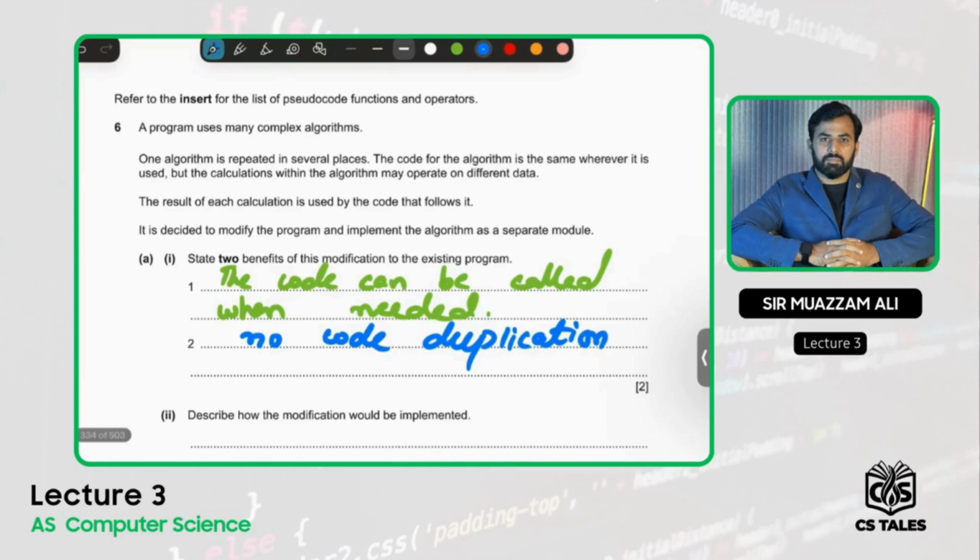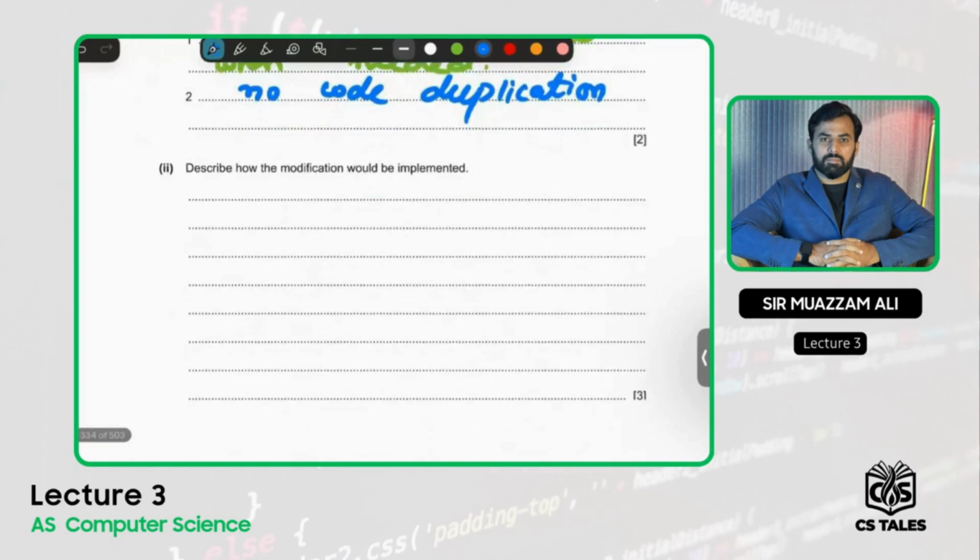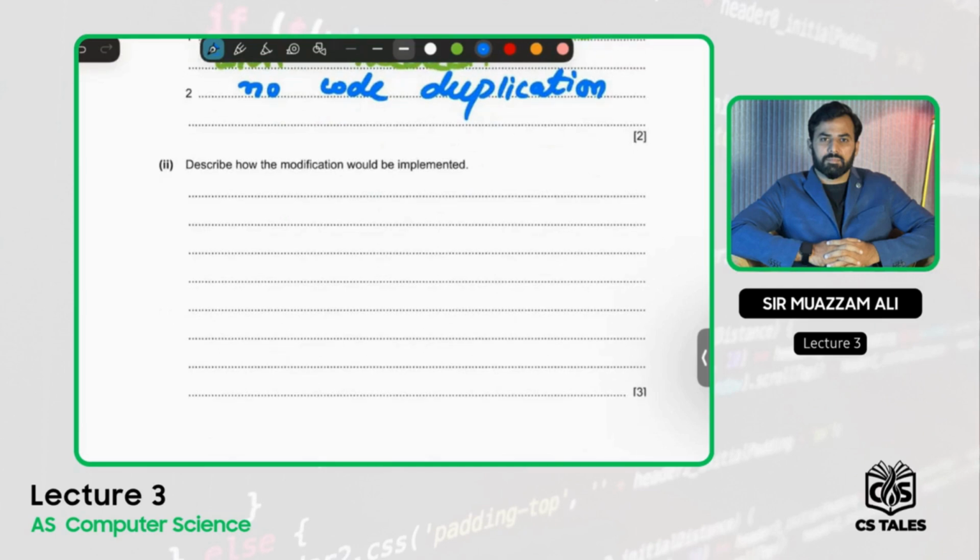So for 2 marks, there are two things that we need to tell. Next is asking to describe how the modification would be implemented. First of all, we have to create a function or procedure. Basically, the name of function and procedure is called a module. So first of all, we have to create a module. Then we need to replace the old code, or the algorithm, with a call to the module.